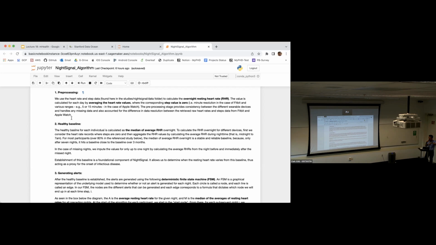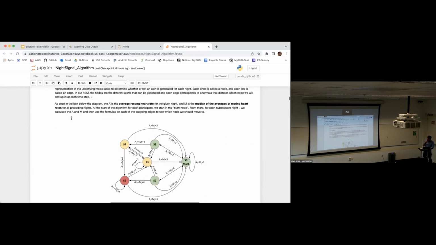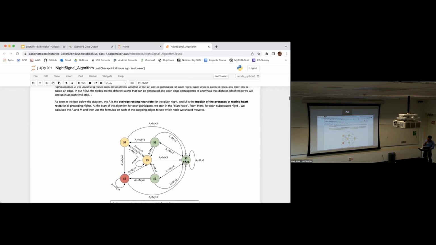That's what we are using for the new algorithm, for different time windows during the day. The user would be able to choose different time windows: morning, afternoon, evening, and so on. And then we create the baseline for each participant. The way that we create a baseline is based on the median of the average resting heart rate for that day. And then, with respect to a deterministic finite automata or state machine, we generate these alerts. This is the state machine. So we consider, for example, this one would be state zero.